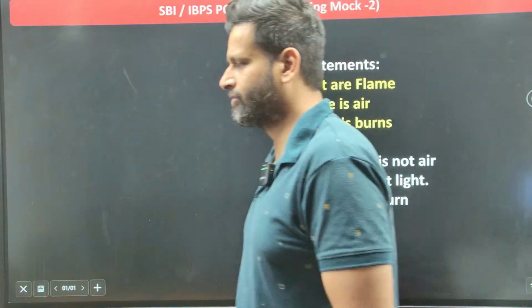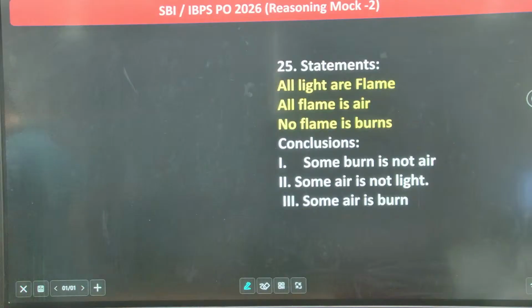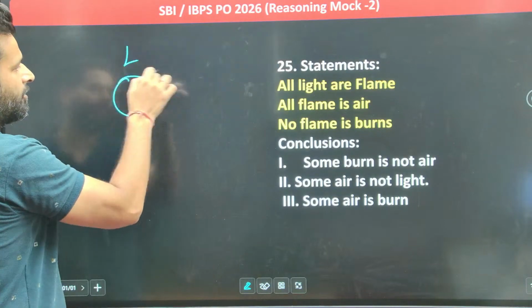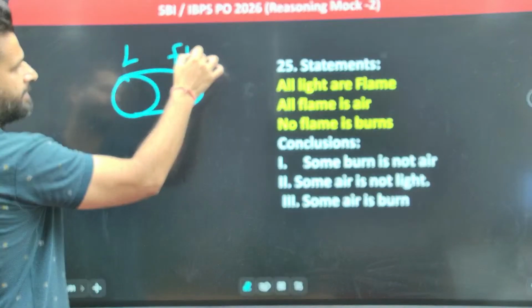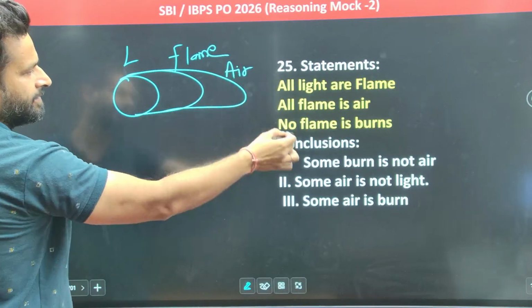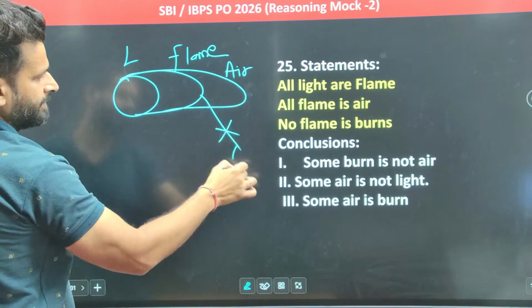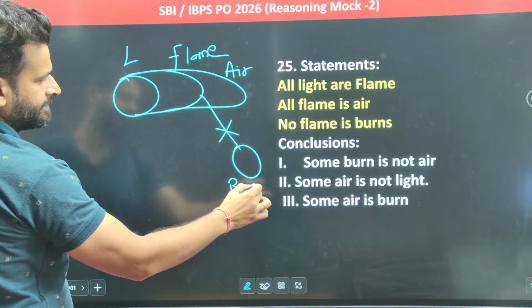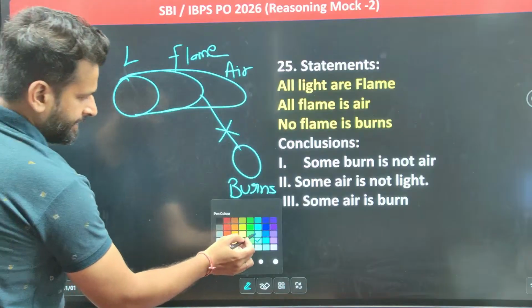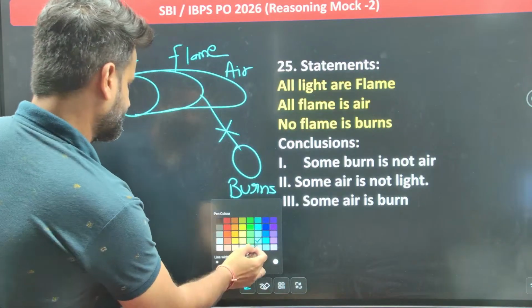Which of the given conclusions follow? You need to answer the follow one only. All light are flame. All flame is air. No flame is burns. Check this out. Waiting for your answers.